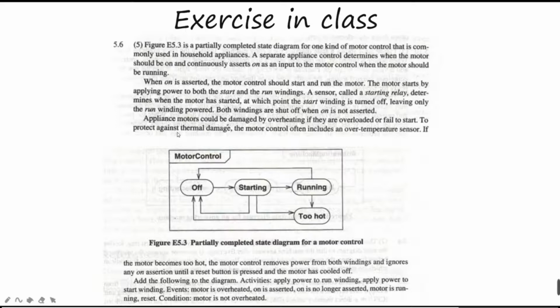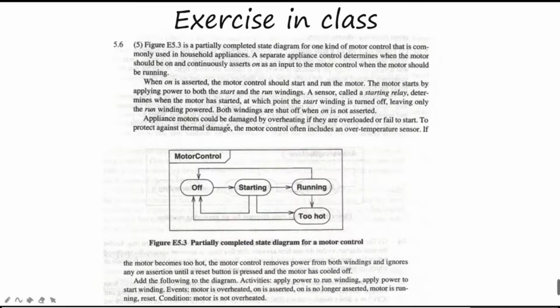And appliance motors could be damaged by overheating if they are overloaded or fail to start. To protect against such damage, the motor control often includes an over temperature sensor. It means we have a sensor to test the temperature. If the motor becomes too hot, the motor control removes power from both windings and ignores any on assertion until a reset button is pressed and the motor has cooled off.